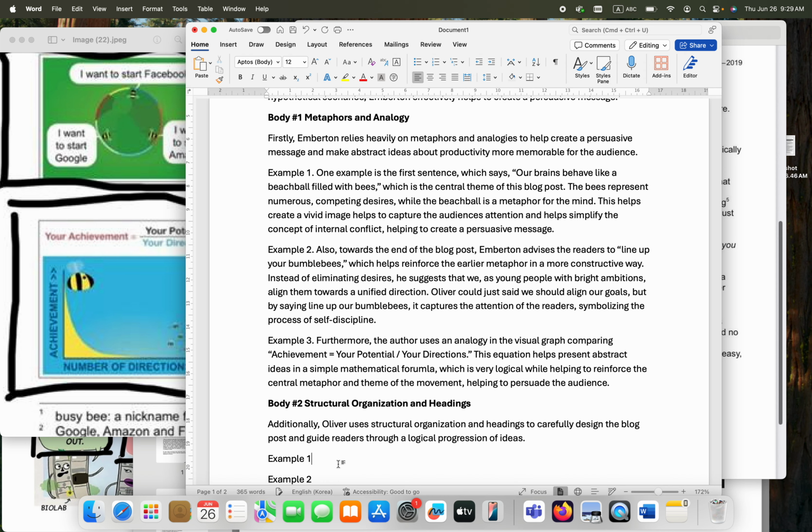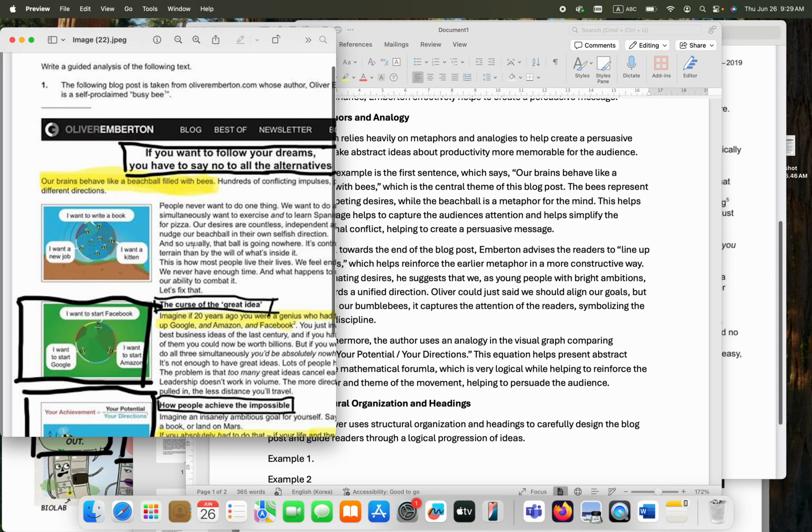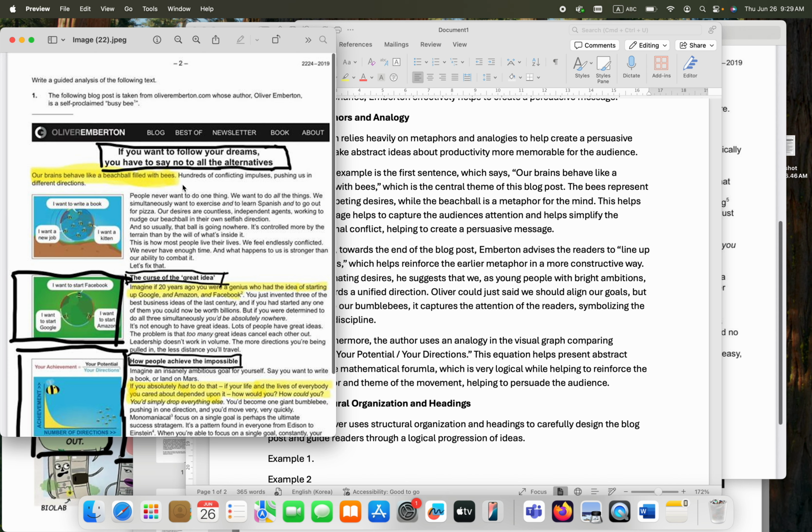Okay, so the first example could be this heading right here, right? If you want to follow your dreams, you have to say no to all the alternatives. So what does this show? Well, this is kind of your thesis statement, right? Well, not exactly, but you know what I'm saying, of this blog post. And it sets the tone for the entire article, which all headings do. It's very direct, and it helps immediately engage with the reader, right?